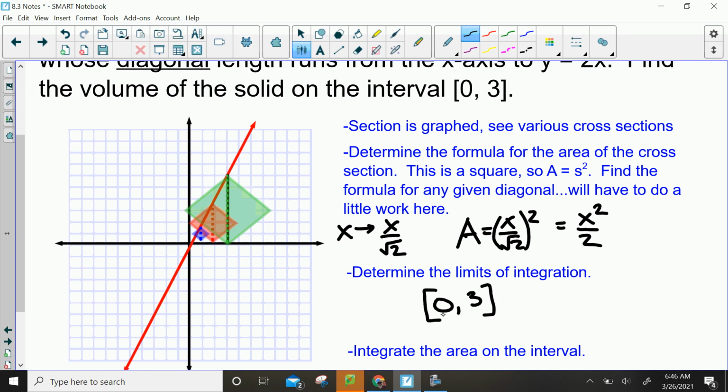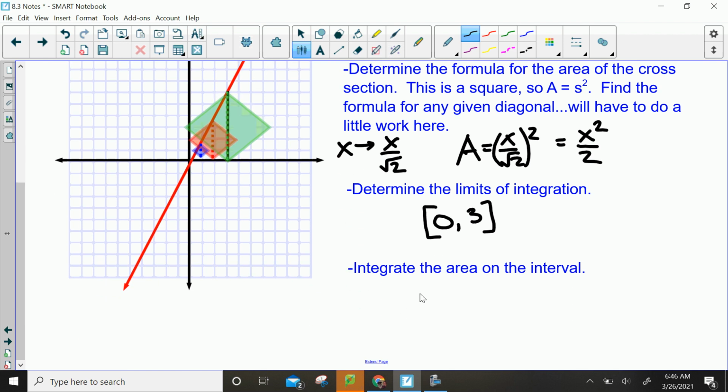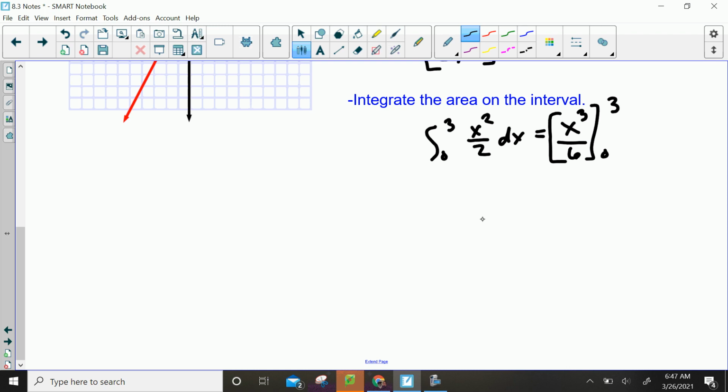I gave that to you. And now we are integrating. So from 0 to 3, x squared over 2 dx, don't forget that. Anti-differentiating from 0 to 3. When I put 3 in there, I get 27/6 minus 0. And then I get 9/2 for that volume there.